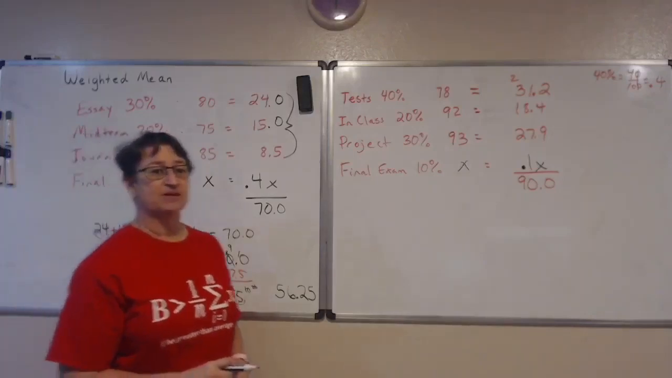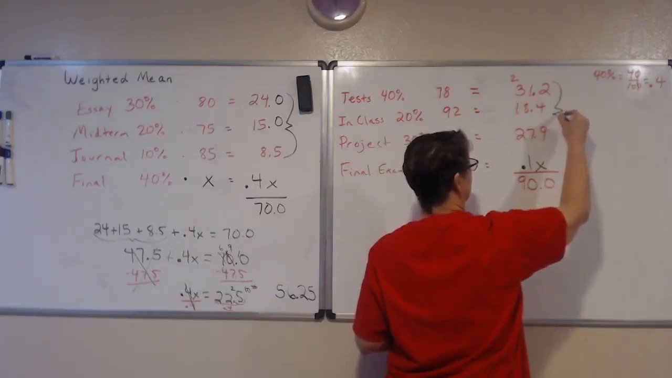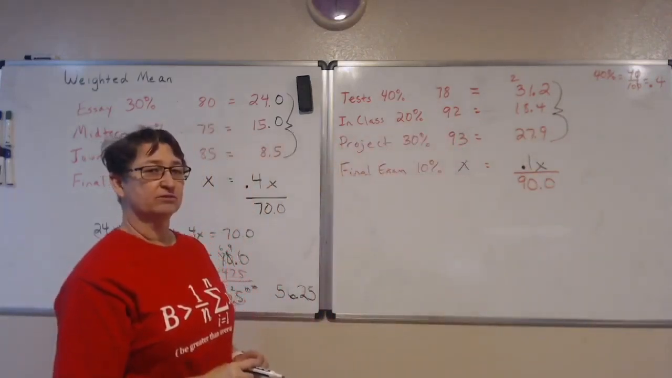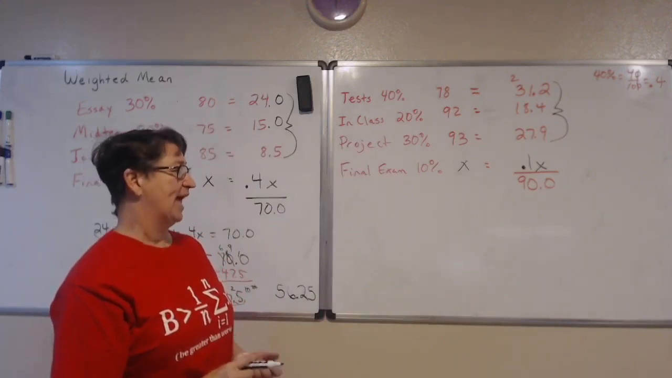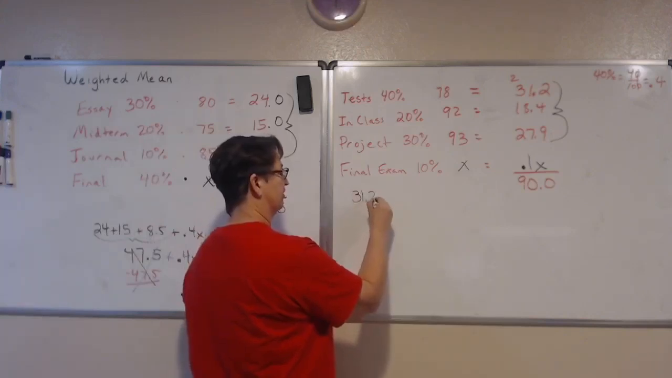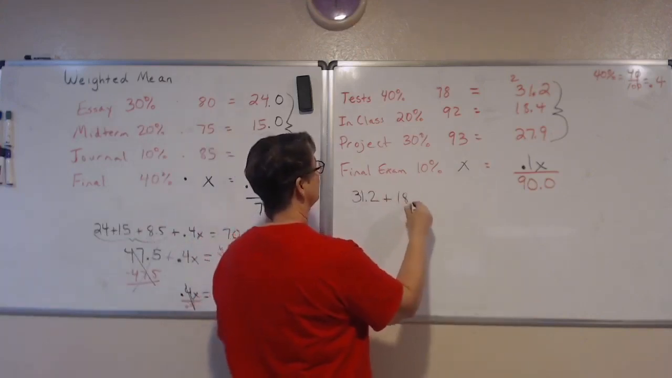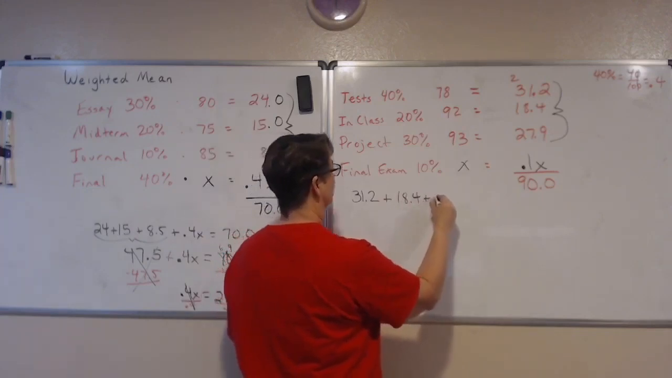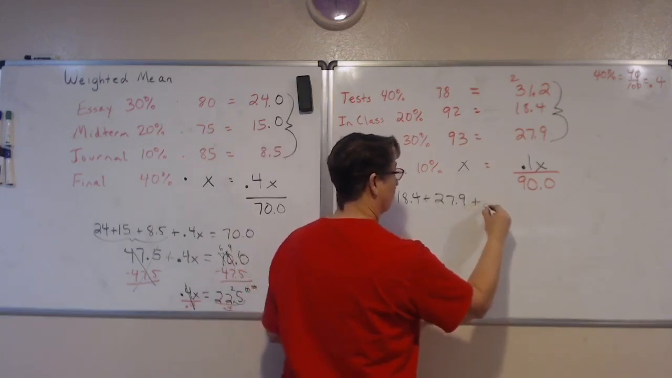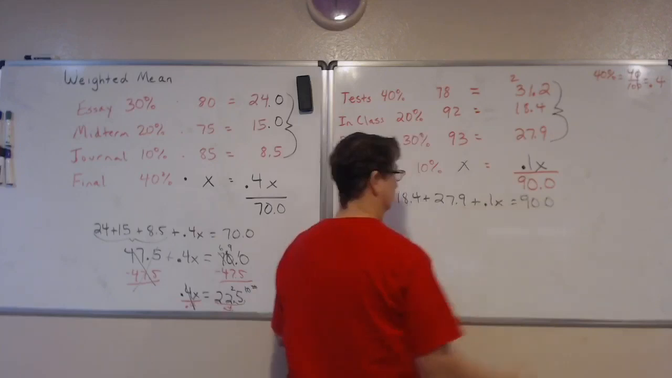Our next step is to add these three values and find out what they add to. Because what we're saying is, the points she got for her tests, plus the points she got for the in-class assignments, plus the points she got for the project, plus whatever points she gets on the final, she wants it to add up to be 90.